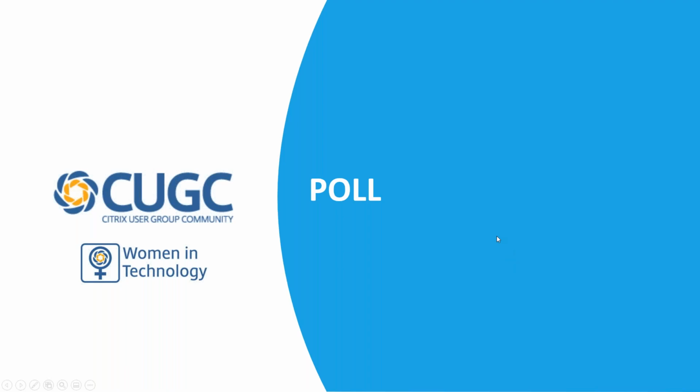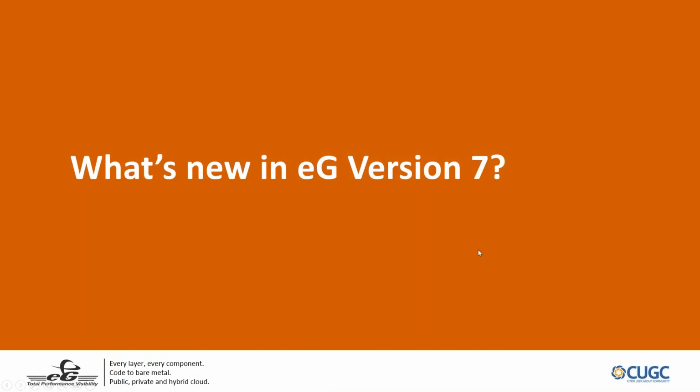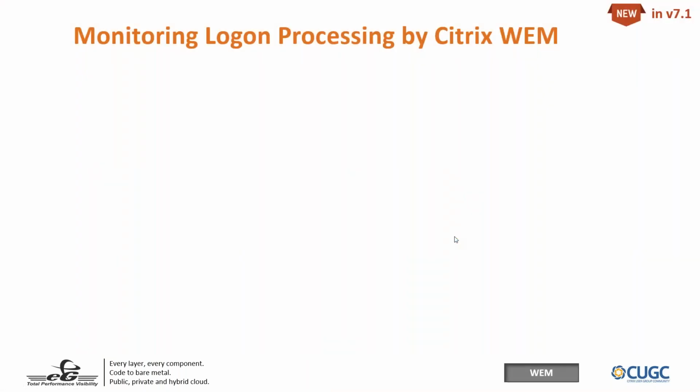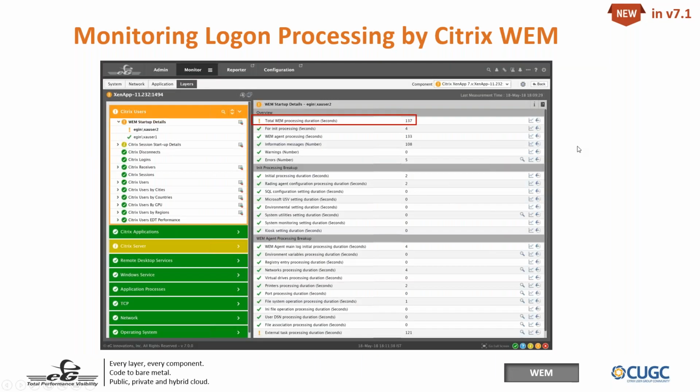I'm going to continue with the slides and then we'll go into the demo. So we're going to show you briefly what it means to monitor those different features of Citrix. And this first one is monitoring Workspace Environment Manager.